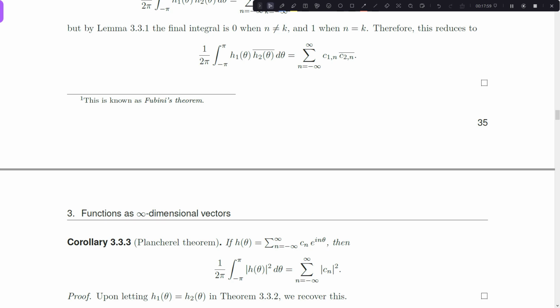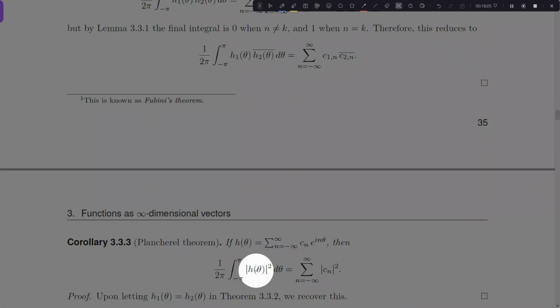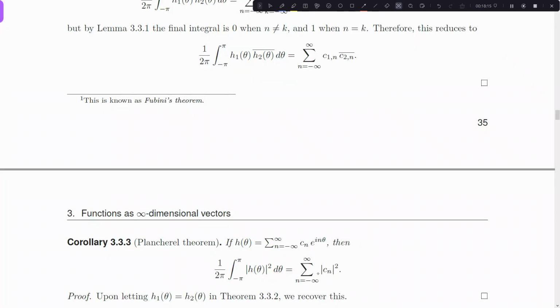There's a version of this which is just called the Plancherel theorem, and that's where I'm taking the function h with itself rather than h1 and h2 from before. So if I take h along with itself, then of course I'm just going to recover the complex magnitudes of the coefficients from the series.